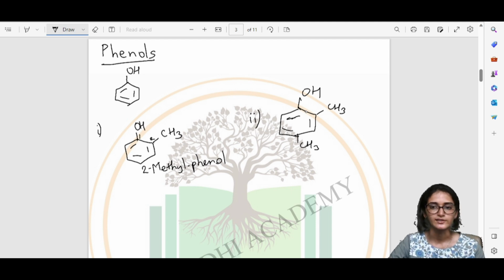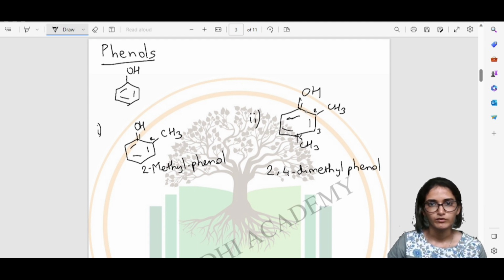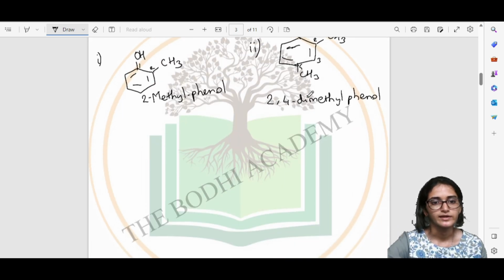Now there are 2 methyl groups, so the name will be the same way as we were doing in open chain structures. So 1, 2, 3, 4. It will be 2,4 dimethyl phenol. Okay, now this is also called ortho methyl phenol, because the methyl is present at the ortho position. Okay, so ortho, para, meta, that you all must have already studied.